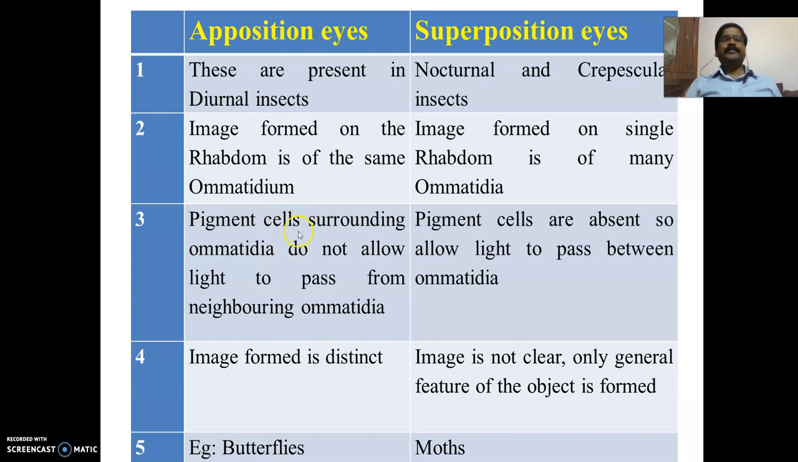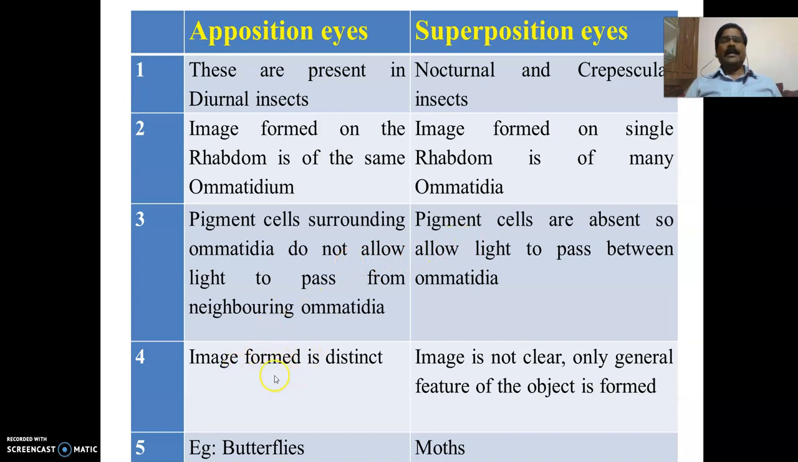Now here the pigment cells which are surrounding the ommatidia do not allow the light to pass from one ommatidium to another. So this is the reason why the image is formed only by the same ommatidium. Now here, because the pigment cells are absent, the light received from different ommatidia is responsible for the formation of the image. So this is the second important difference.